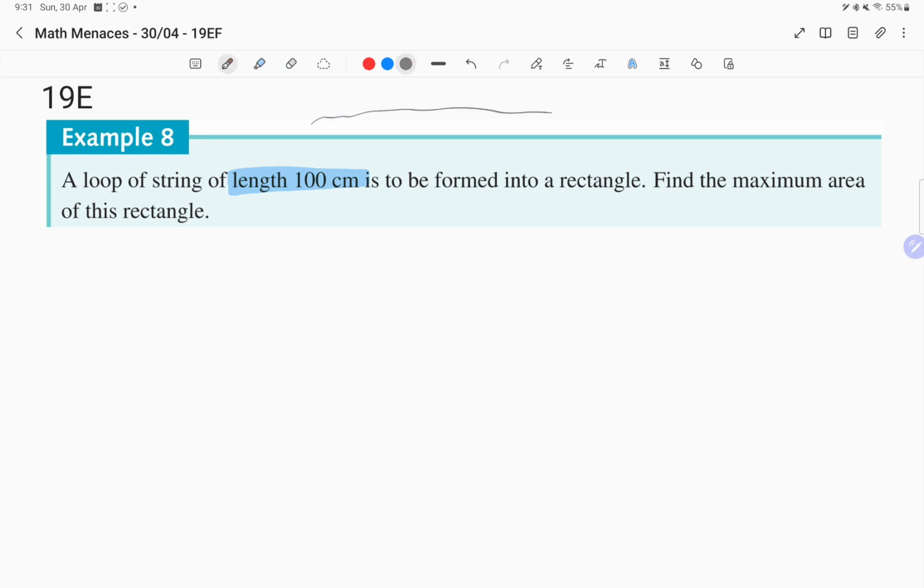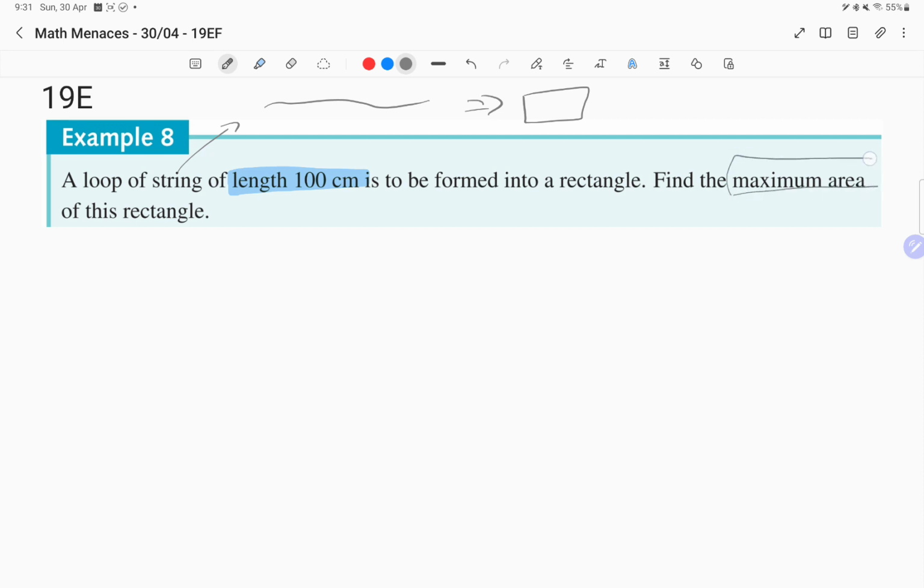Okay, you may not want to draw it out. For me, I like to draw it out because on the draft paper, it's easiest. So a loop of string, it's just some sort of string like that. It's one line formed into a rectangle. So that one will be formed into a rectangle. Okay, and then find the maximum area of this rectangle.